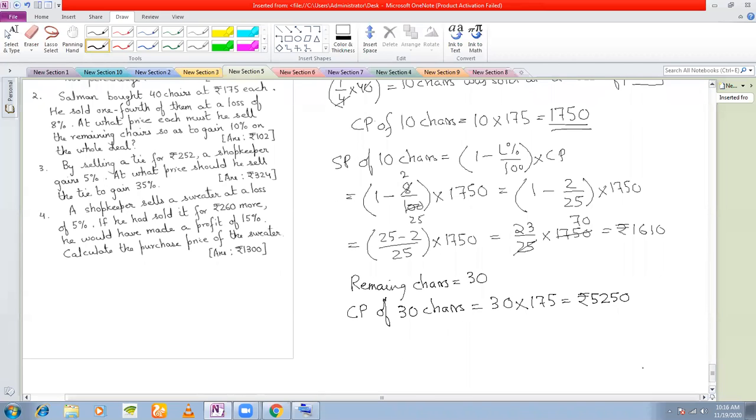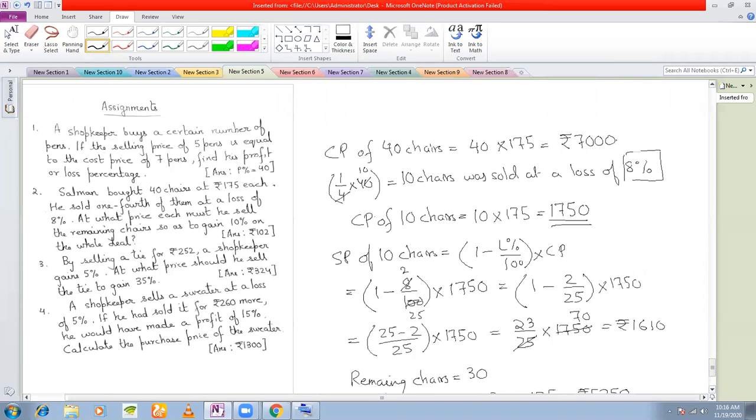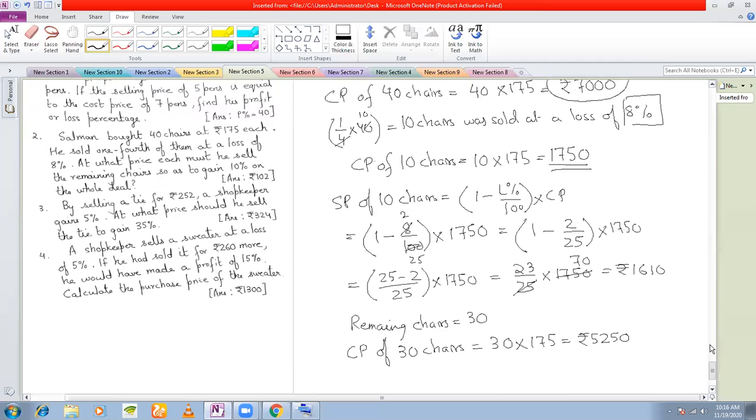Okay, so how will he calculate that he will gain 10% on the whole transaction? For the whole transaction, you need the cost price of the whole transaction. What is the cost price of the whole transaction? It is 7,000 rupees, right? You need to find out the selling price. Partial selling price, you know, he sold 10 chairs for how much? 1,610, right? And you don't know the selling price of the remaining 30 chairs. But what you know is that whatever price he sells it for, it should fetch him a gain of 10%.